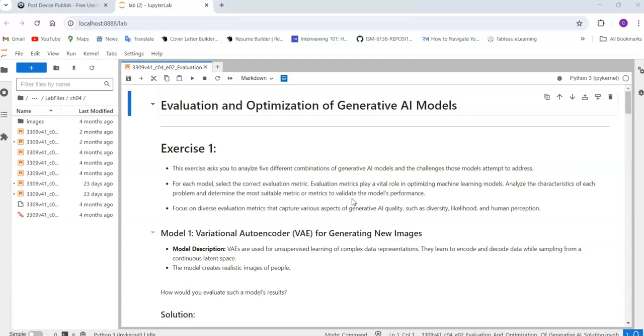So firstly, the topic is evolution and optimization of generative AI models. What is evolution and what is optimization? In order to know about this, first you have to learn the metrics that we used for evaluating the generative AI models. I have already posted the video. Those who haven't watched it, please go and check it out in my playlist.